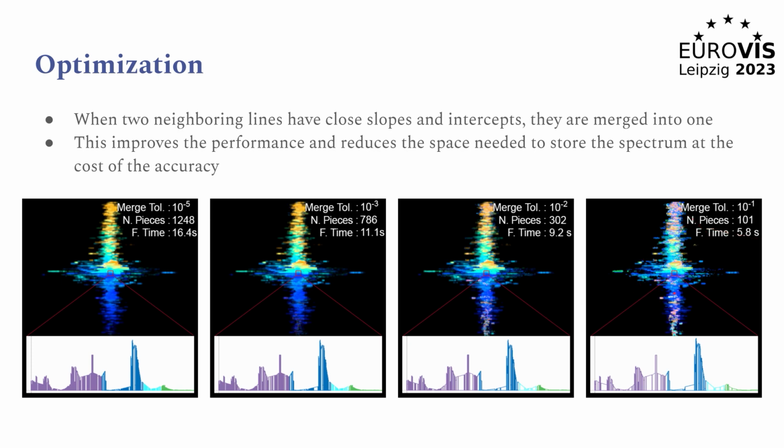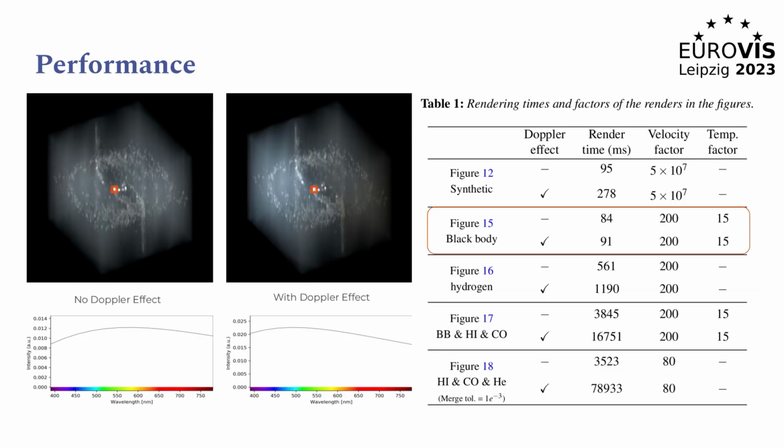This is useful when there are so many emission lines that we would never be able to render them on the GPU unless we decrease their number. In terms of performance, we record the time it takes to render a frame. In this figure here, for example, you can see the spectra of the selected point with and without Doppler effect. For the blackbody model, the rendering time was optimal with and without Doppler effect.